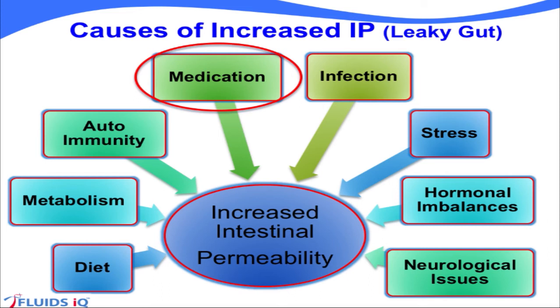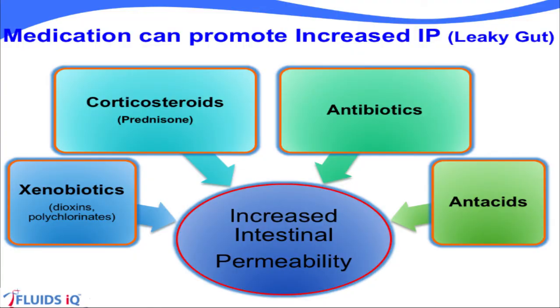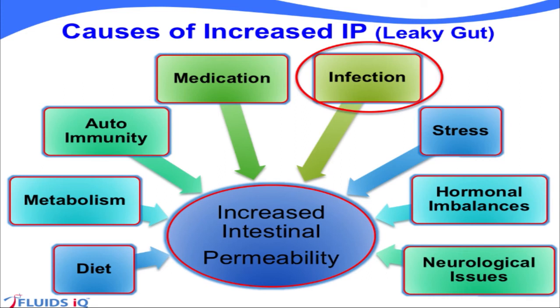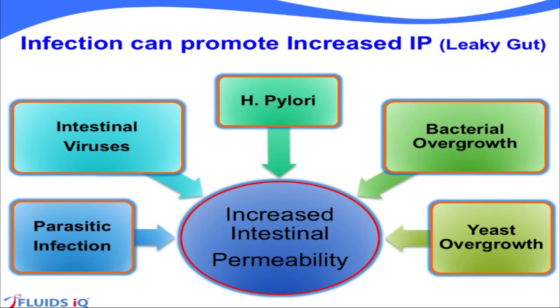What about medications, and what kind of effect does that have on increased intestinal permeability? Well, we do know that corticosteroids can have a very profound effect, as can antibiotic substances, antacids, of course, and the xenobiotics. This tremendous number of substances which can have a very devastating effect on intestinal permeability, like the dioxins and the polychlorinates. In the case of infection, there's some that we know well. There's no doubt that intestinal viruses and bacterial overgrowth can have a very, very strong effect. Yeast overgrowth, extremely well known to have an effect. All the parasitic infections, and Helicobacter pylori, which we know can not only cause ulcers, but is now implicated in many other gut problems.